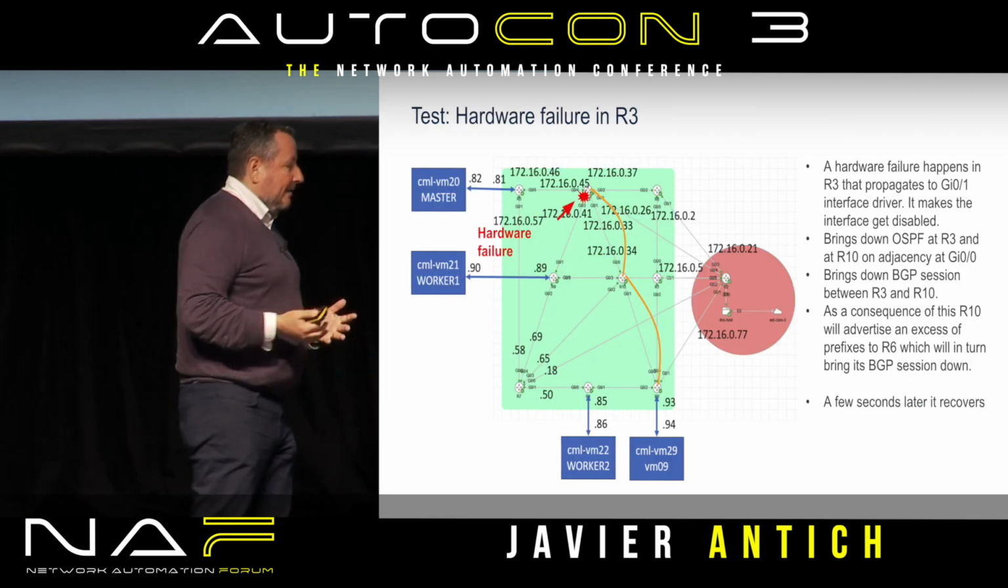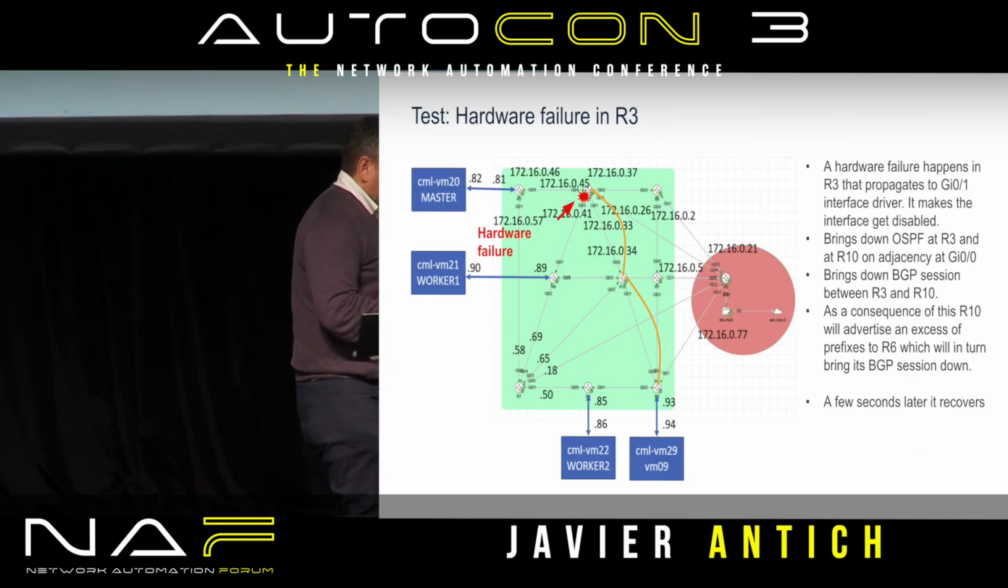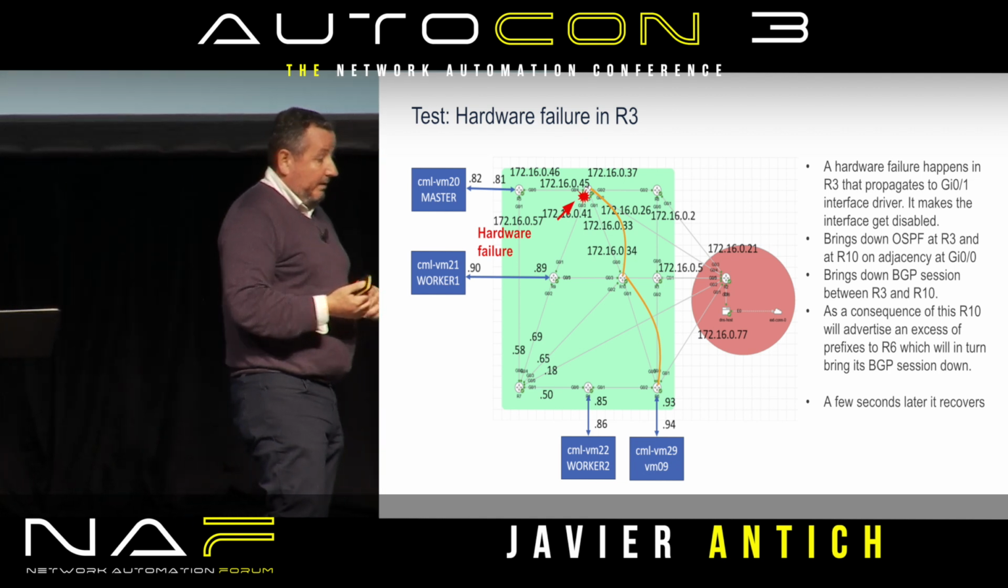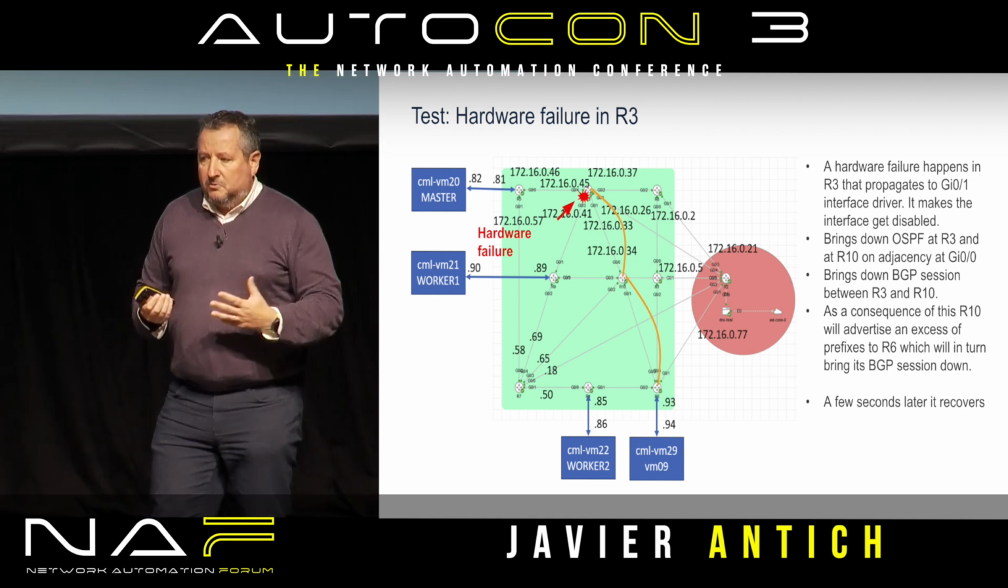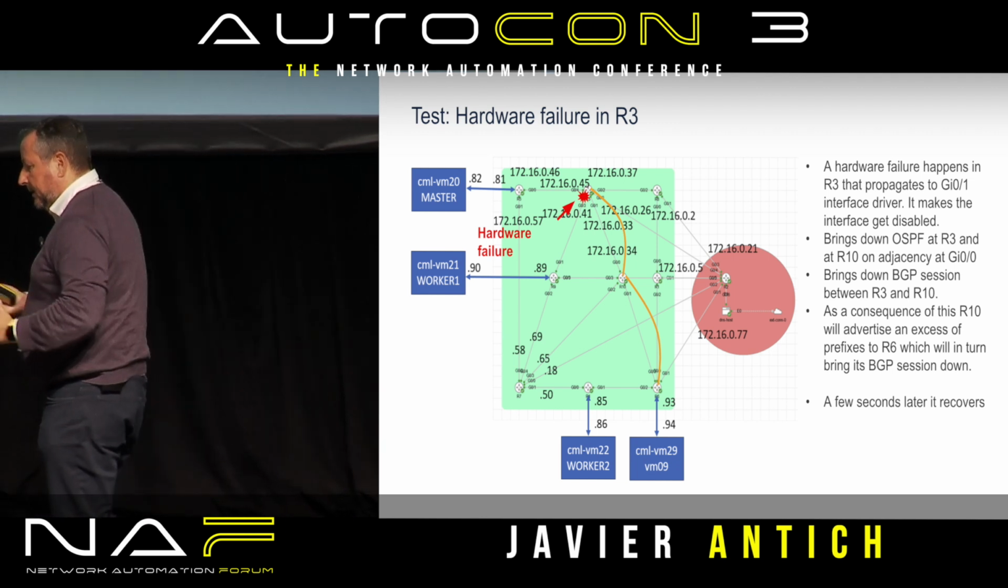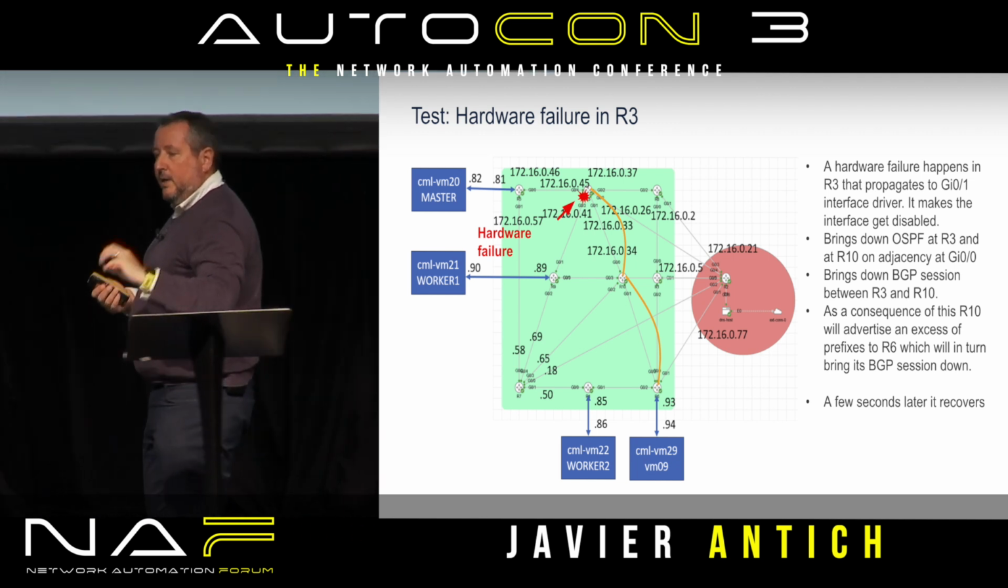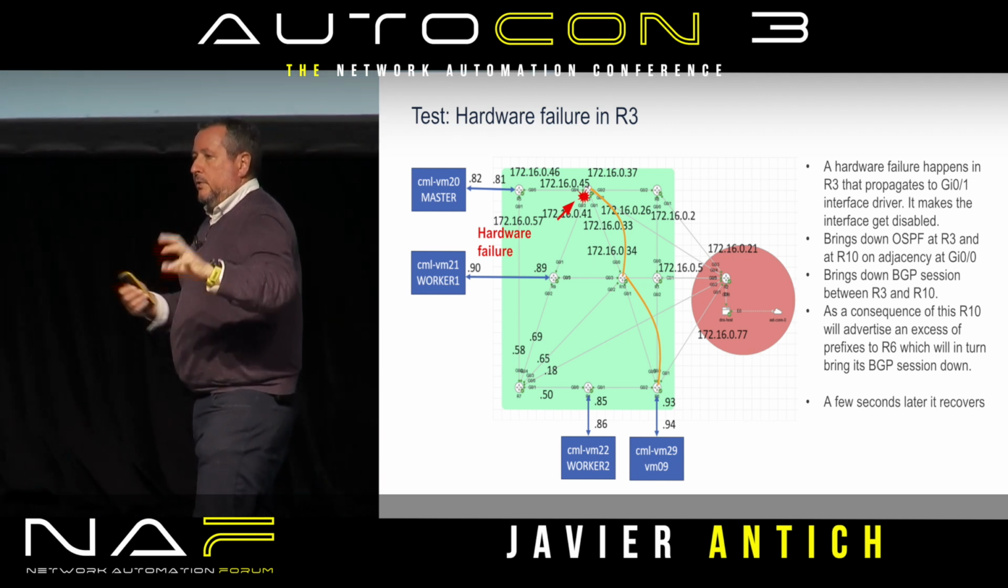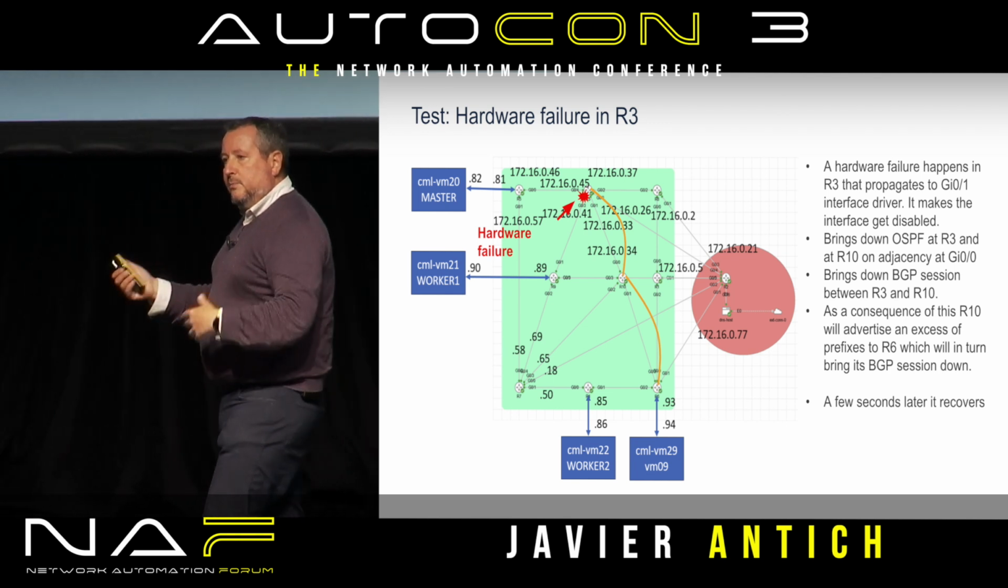So I want to show you a quick example of one of the tests that we've been doing with this approach, with this technique, which I think is representative of what might happen in a network. Obviously, this is a small network, just a lab environment, where we have a bunch of routers running OSPF, running BGP, and so on.